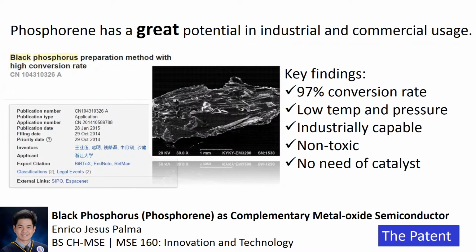A possible solution to the problem earlier is reflected in a patent by Chinese researchers producing a method yielding high conversion rates in making phosphorene. Key findings in this patent include that it has a 97% conversion rate at low temperatures and pressures. This means that it is industrially capable of mass production. It also is non-toxic and requires no catalyst.